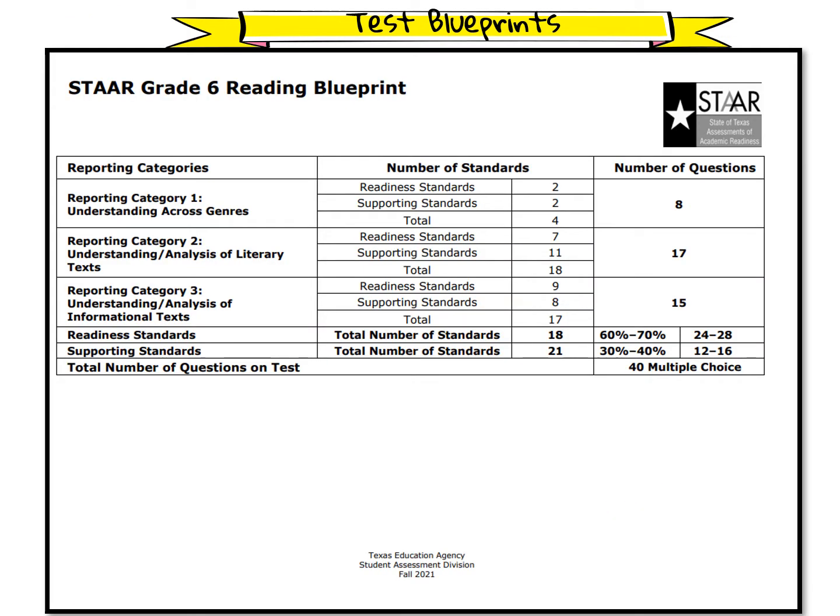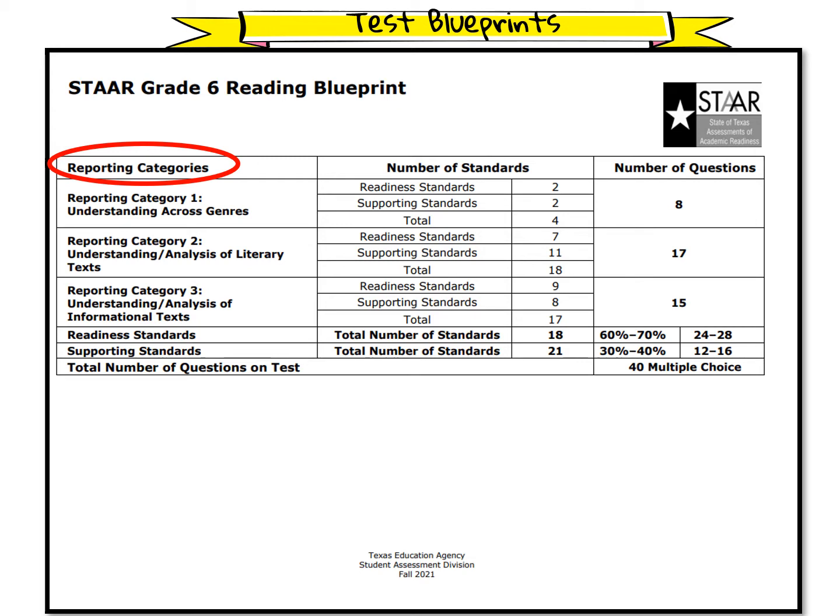So let's move on to the blueprint. We will again use the 6th grade blueprint as the basis, and you will be taking notes as we just previously did, and then I will also review the 7th and 8th grade information. So let's start with the reporting categories. They are the same as previous years. Reporting category 1 will continue to be understanding across genres. Reporting category 2 will continue to be understanding and analysis of literary texts. And reporting category 3 will continue to be understanding and analysis of informational text.